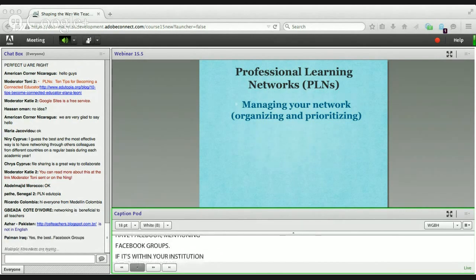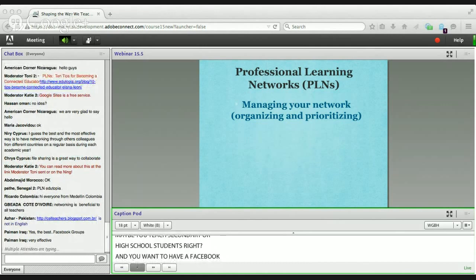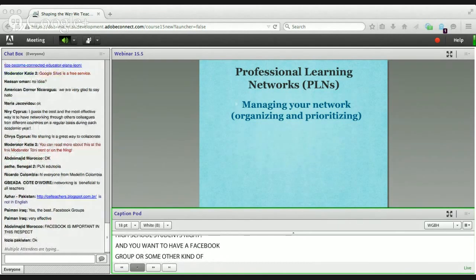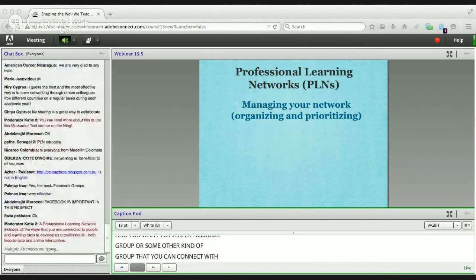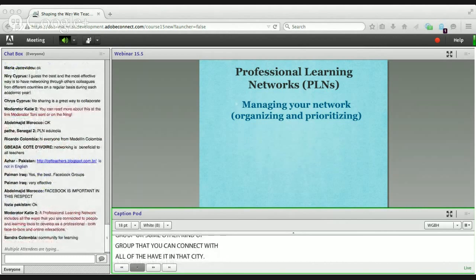Maybe you teach secondary or high school students, right? And you want to have a Facebook group or some other kind of group where you can all collaborate with all of the other high school teachers in your city. It's really powerful to have access to all those people. So managing and prioritizing information, and categorizing, talking about how to group our information so that it's easy to find.